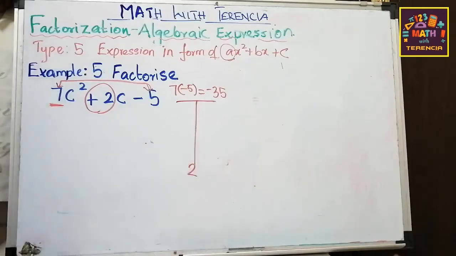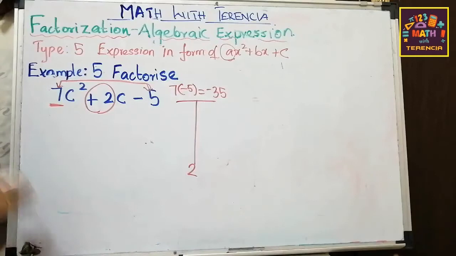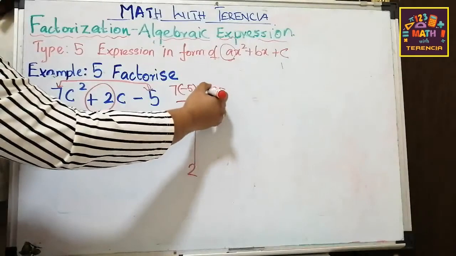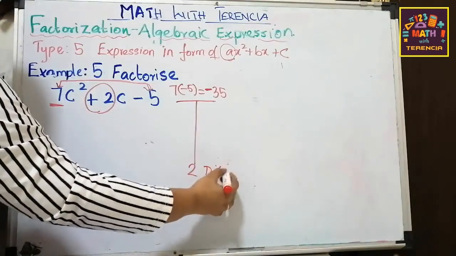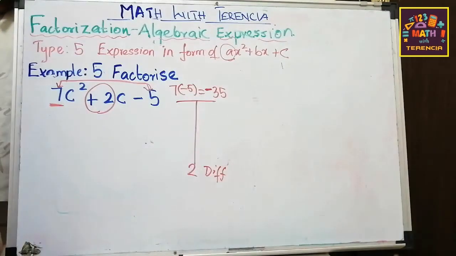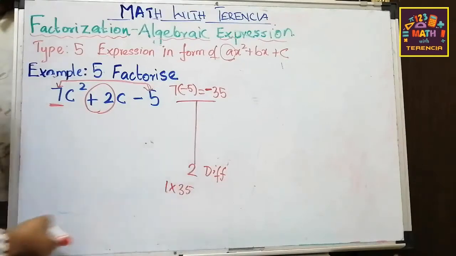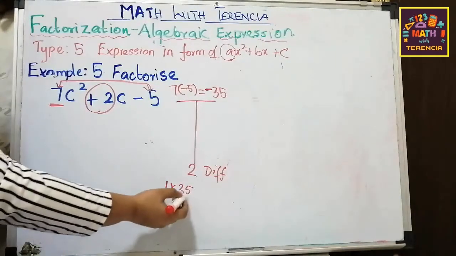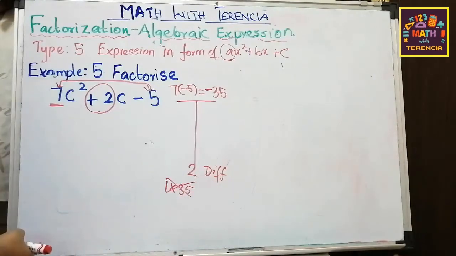So the remaining process is going to be the same. It's just that you need to multiply these two and all the processes are the same. So now on the top I have minus, so here I should check for the difference. Now let's find the factors of 35. So what are the factors of 35? 1 times 35 is 35, but is the difference 2? No, so we can't go.